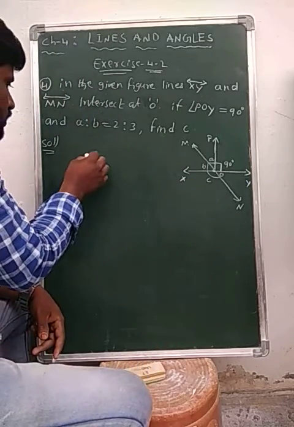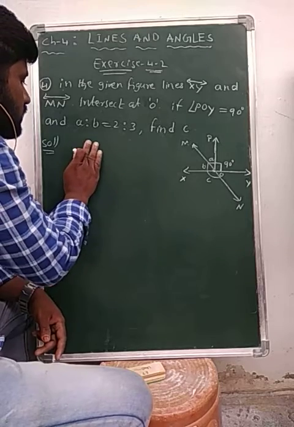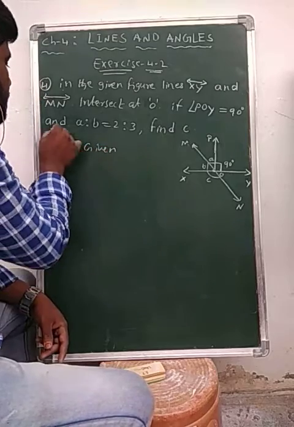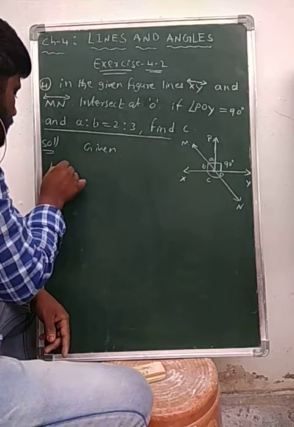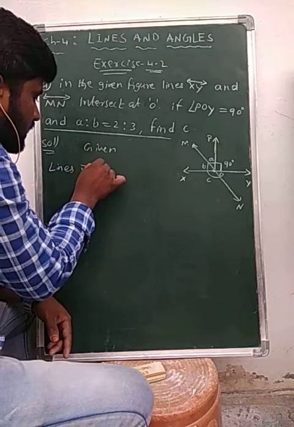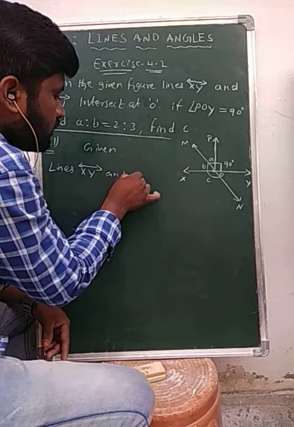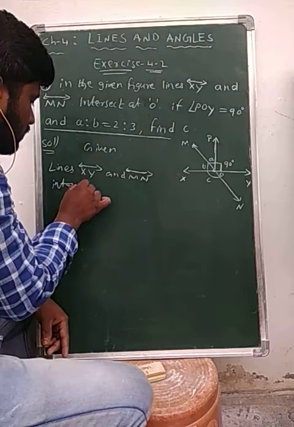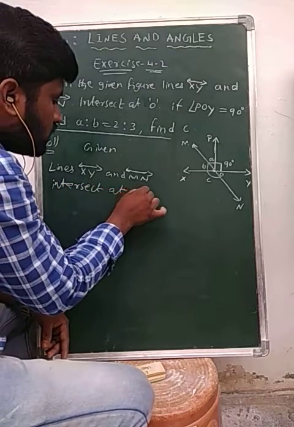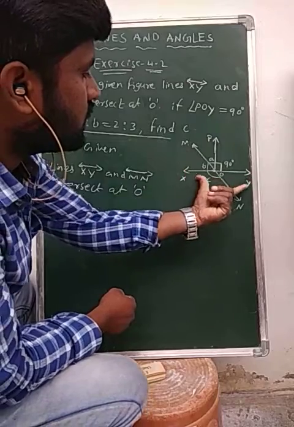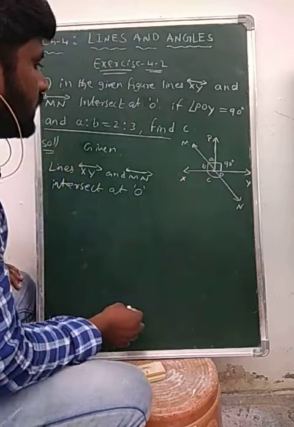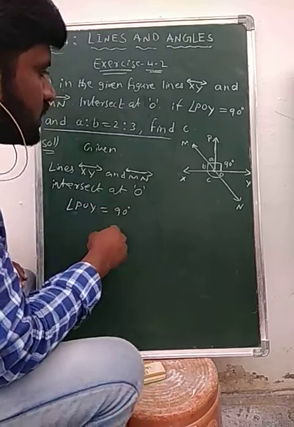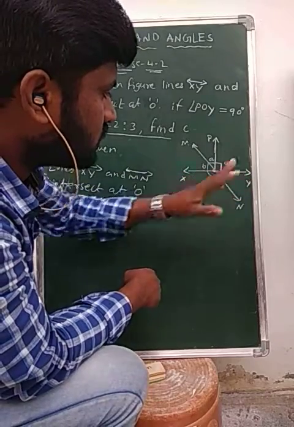Now see what I am doing from the figure. I am writing the given data. Given: lines XY and MN intersect at O, and angle POY is equal to 90 degrees.